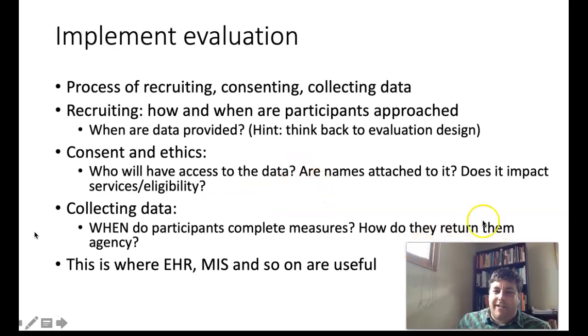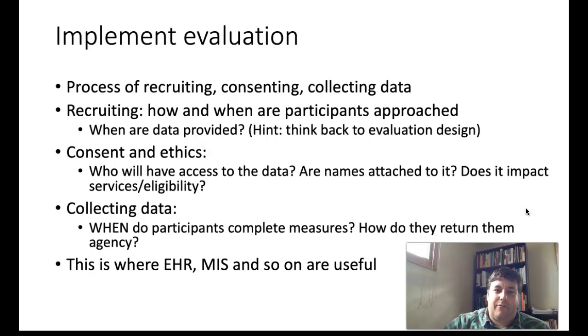So after you've done all this, the next thing to do is to implement the evaluation, and that's the process of approaching participants, recruiting them, consenting, collecting data, and so when are data provided, what kind of data are provided.